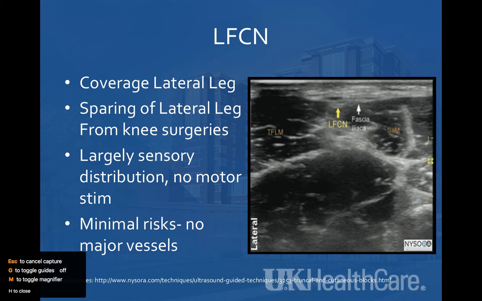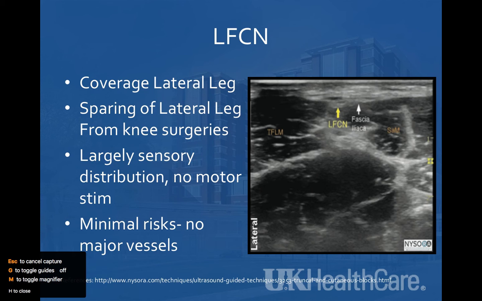Because of the superficial nature of this, I typically don't put a terribly big volume in this particular space. I'll put usually 10 to 15 mLs, just depending on how much of a hydrodissection I'm getting to get those segments to separate and get almost a C-shaped hydrodissection around that lateral aspect of the sartorius muscle. This is generally good for the lateral leg.